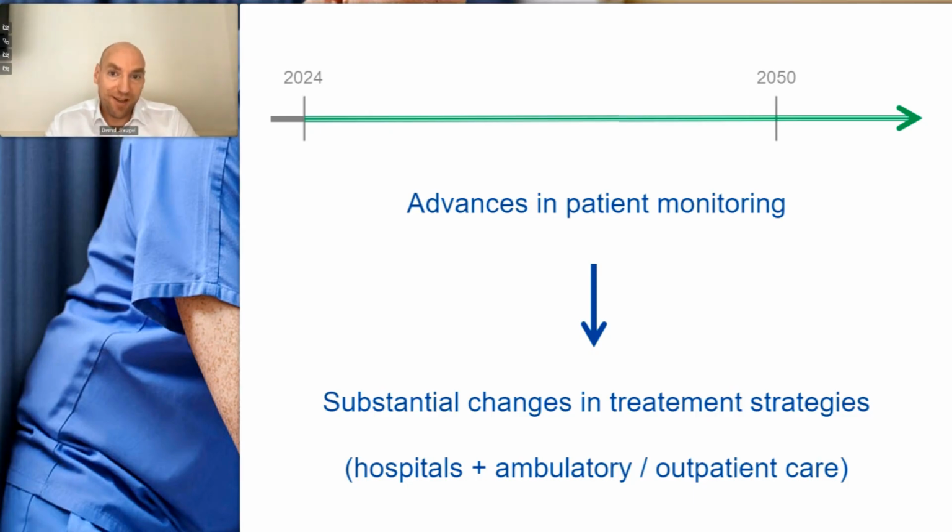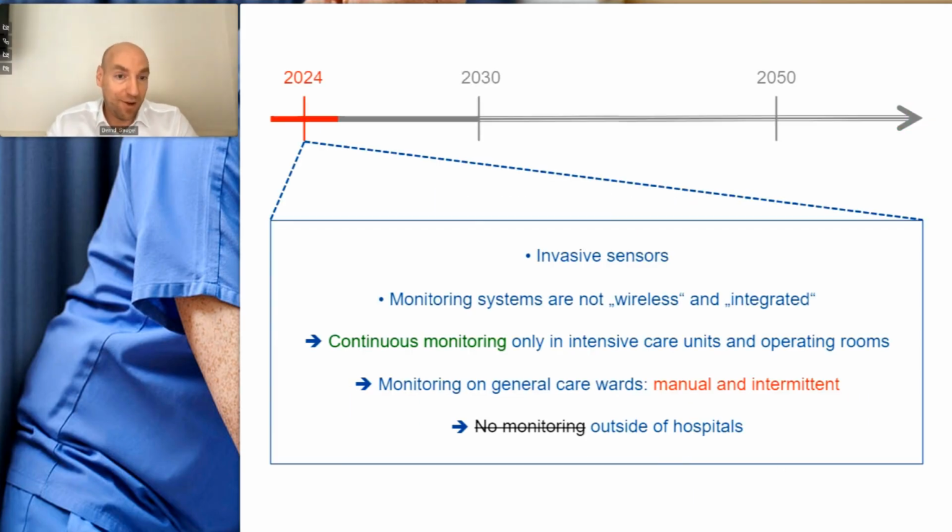But before I share with you my visions and my expectations for the next 10 or 20 or 30 years, we of course need to start in current times, and we need to discuss how we monitor our patients today. If we look at patient monitoring in 2024, we need to say that if we speak about vital signs, hemodynamic monitoring, cardiorespiratory monitoring, most of the sensors we use today are invasive.